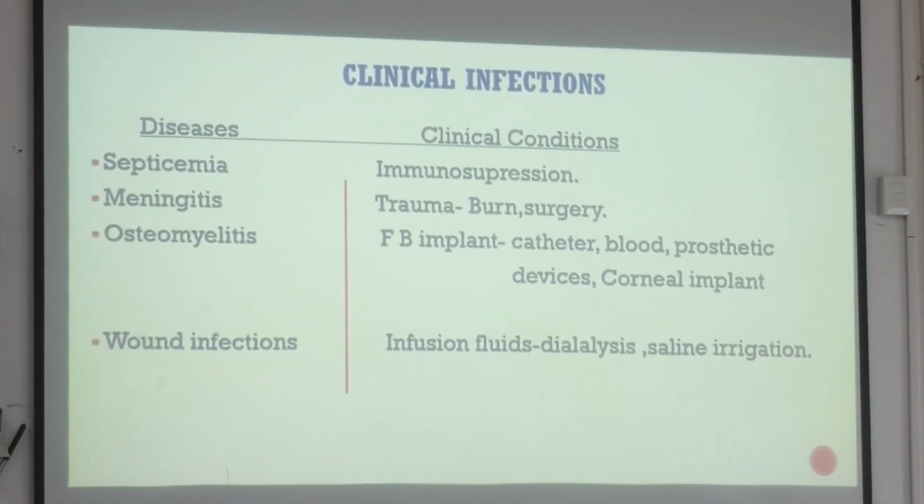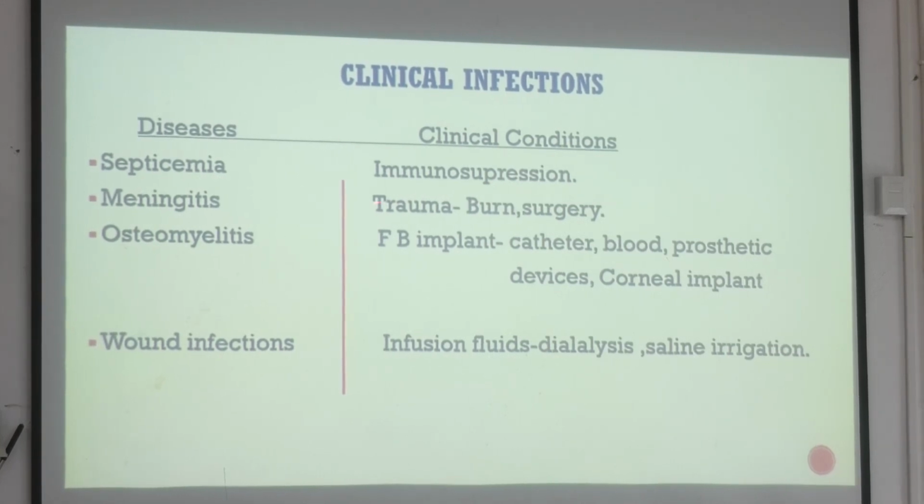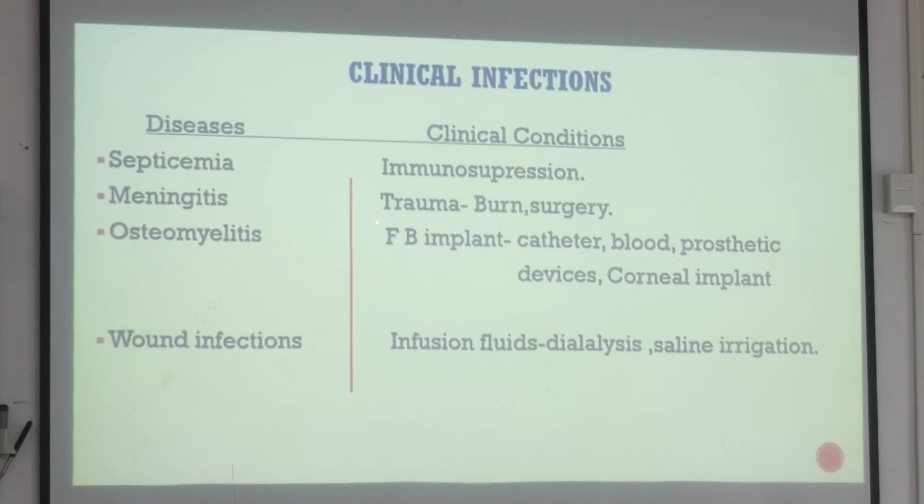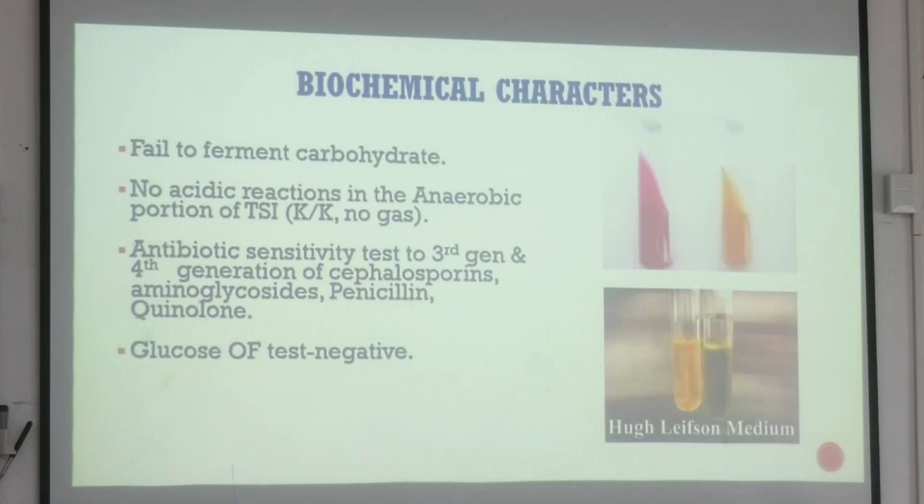The clinical conditions, the patient is usually immunosuppressed, immunocompromised, there must be a trauma, usually a trauma. In trauma, the patient is a burn patient or surgery patient, bullet injury, where this particular group of infections are seen. Foreign body implant and infusion fluid, as I mentioned in case of Burkholderia. The biochemical characters.